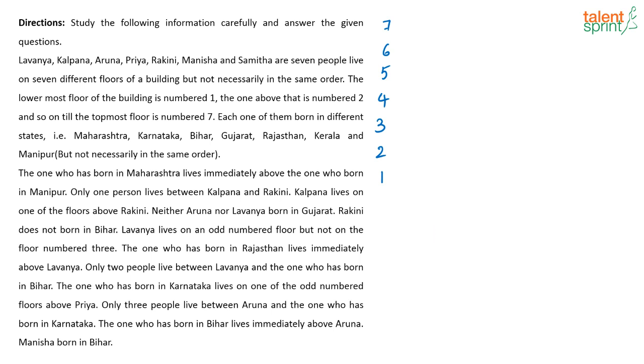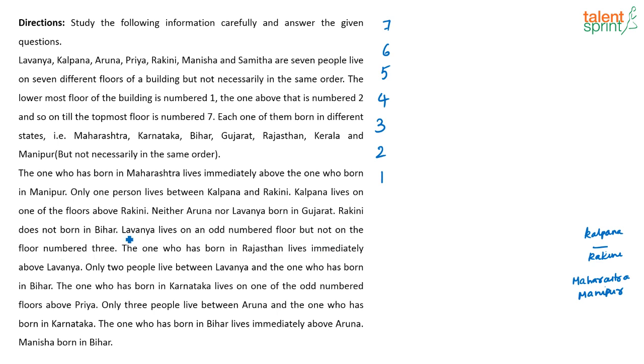Okay, so one who is born in Maharashtra. I am just noting down here. Maharashtra has to live immediately above Manipur. So Manipur on top, Maharashtra should come. Then only one person lives between Kalpana and Ragini, and Kalpana lives on one of the floors above Ragini. So wherever Kalpana is, one floor in between, and then it has to be Ragini. And neither Aruna nor Lavanya is born in Gujarat. Ragini is not born in Bihar. Lavanya lives on an odd numbered floor but not on floor number 3.